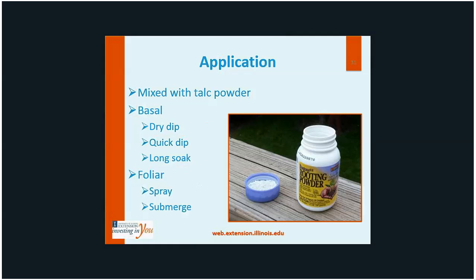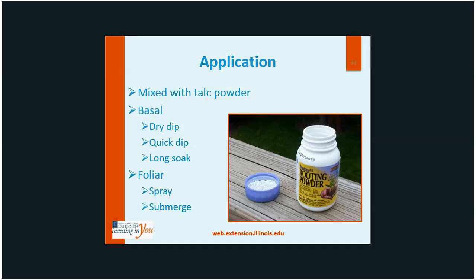9 times out of 10 when people buy rooting powder, it comes in a powder form. What they've done is they've mixed it with talc powder. This is great for homebodies because you don't have to worry about overdosing. You don't have to worry about having too high a concentration and damaging that cutting. That can't happen when it's mixed down with talc powder. So what you're going to do is dip that cutting into that powder at the base, and then tap it off lightly. You want to tap it just to get the excess off there. You don't want too much.